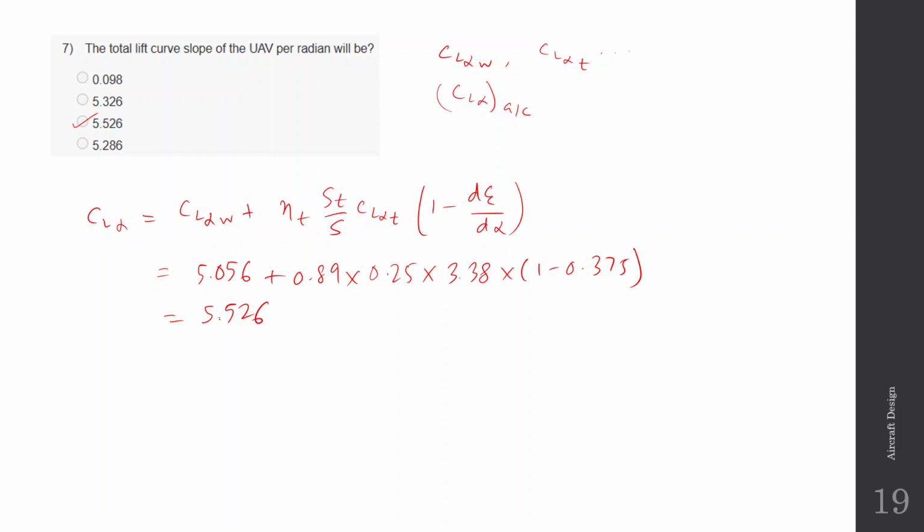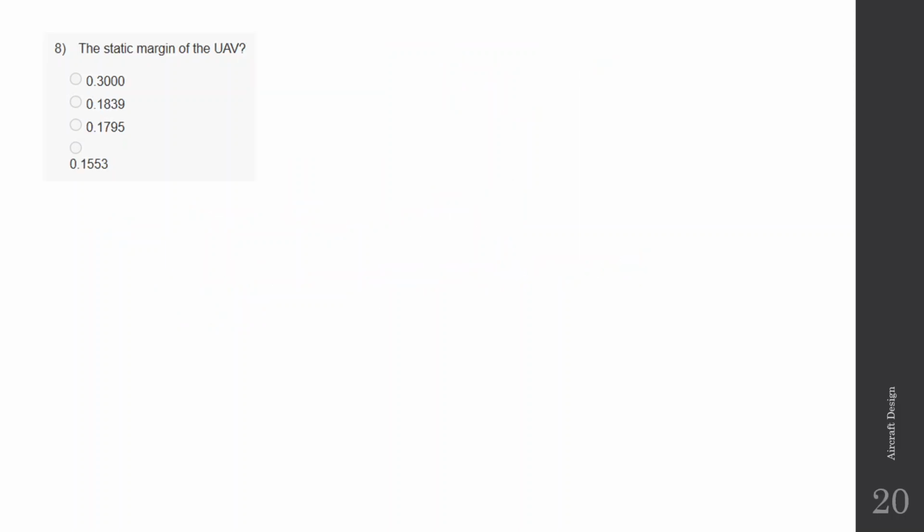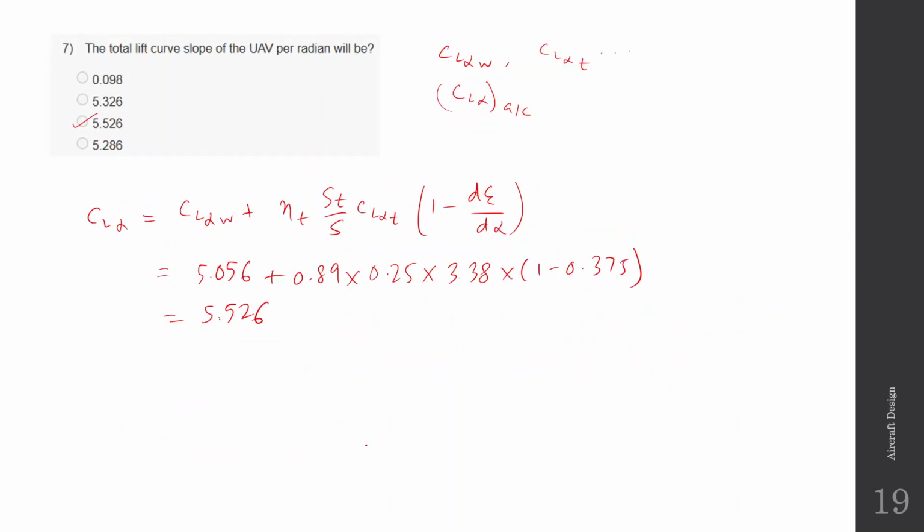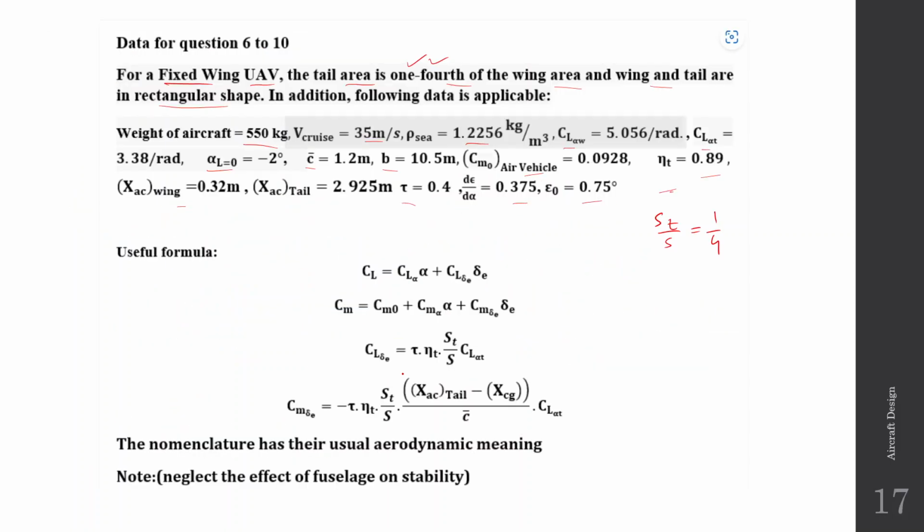Moving on is the next question, what will be the static margin. So let me again open the, so you can note down this. So XNP was 0.54 and CL alpha of the aircraft was 5.526 per radian. And now we have to find the static margin.